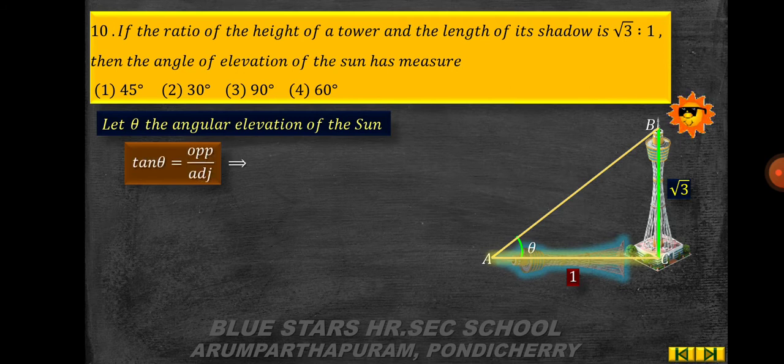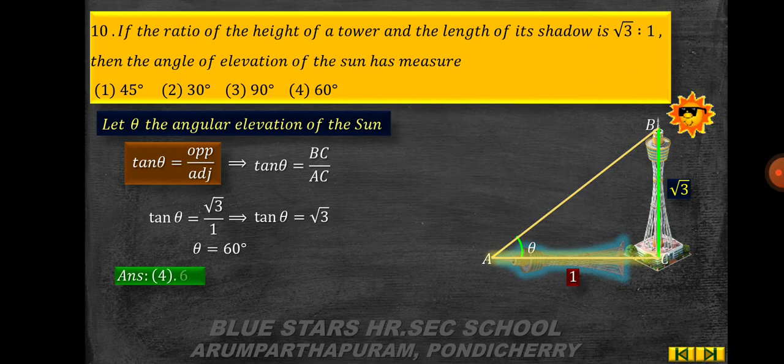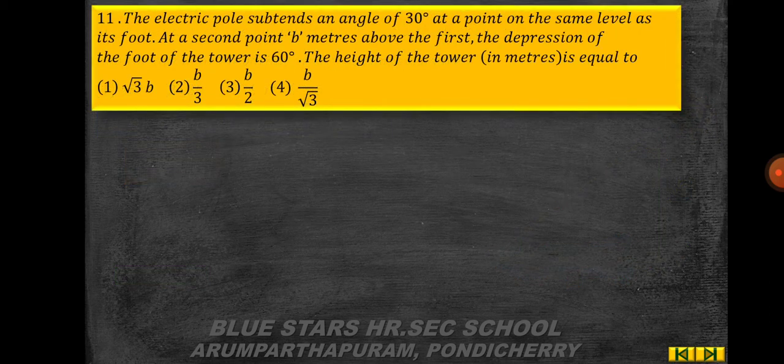Tan theta is equal to opposite by adjacent. So tan theta is equal to BC by AC. Tan theta is equal to √3 by 1. So tan theta is equal to √3. When tan theta is √3, theta is 60 degree. So tan 60 degree is √3. So the correct answer is 60 degree. The option is 4.